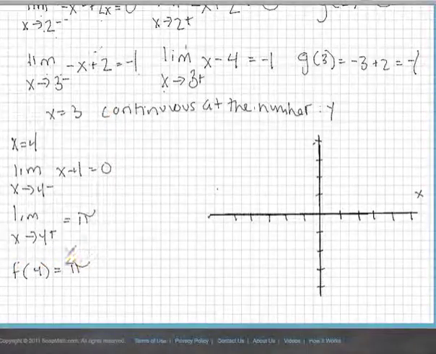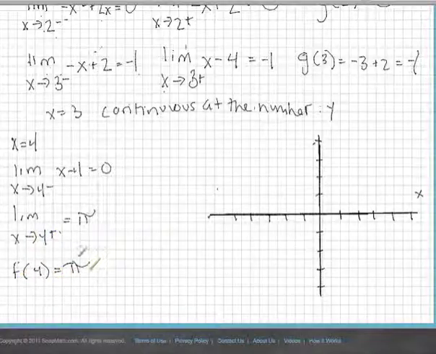So what I have here is that my limit as x approaches 4 from the right is equal to g evaluated at 4, but my limit as x approaches 4 from the left is not equal to my function evaluated at 4. So in this particular case, g of x would be continuous from the right.